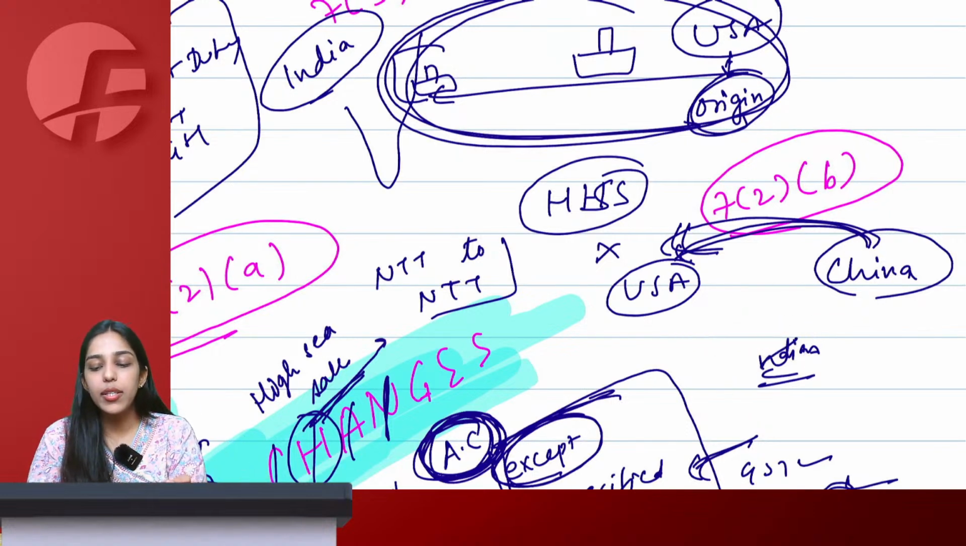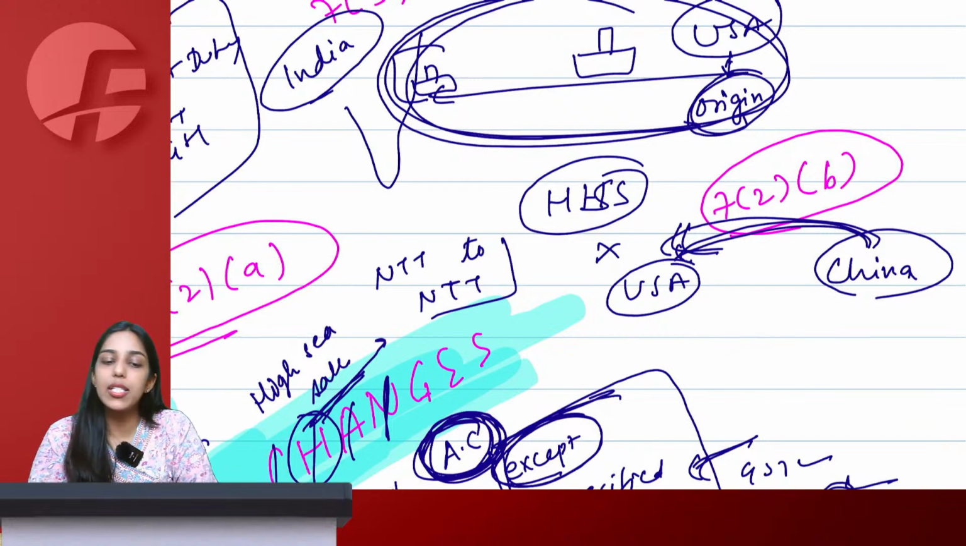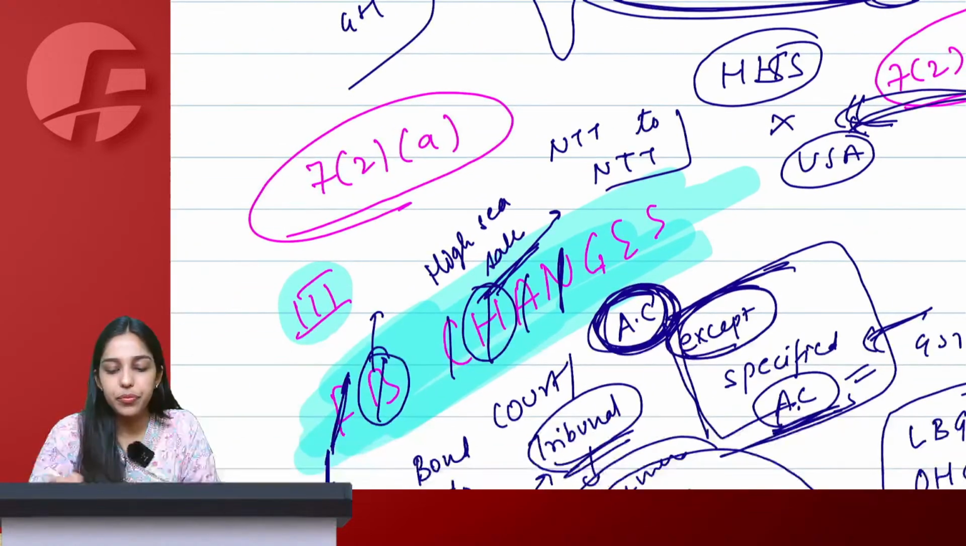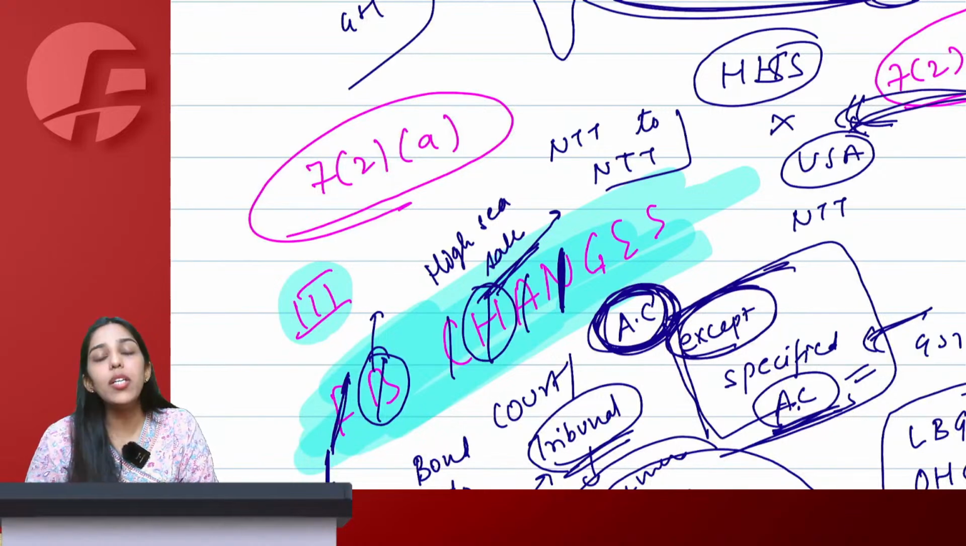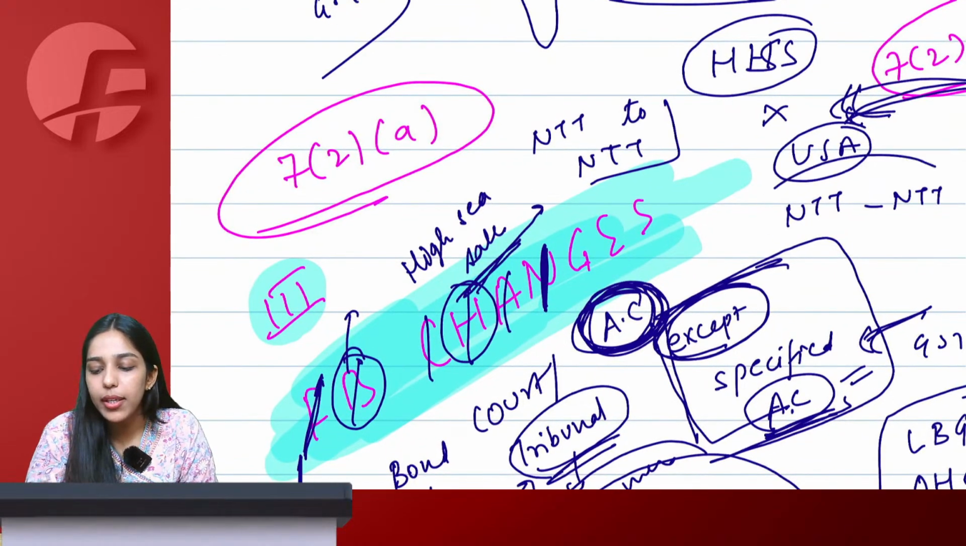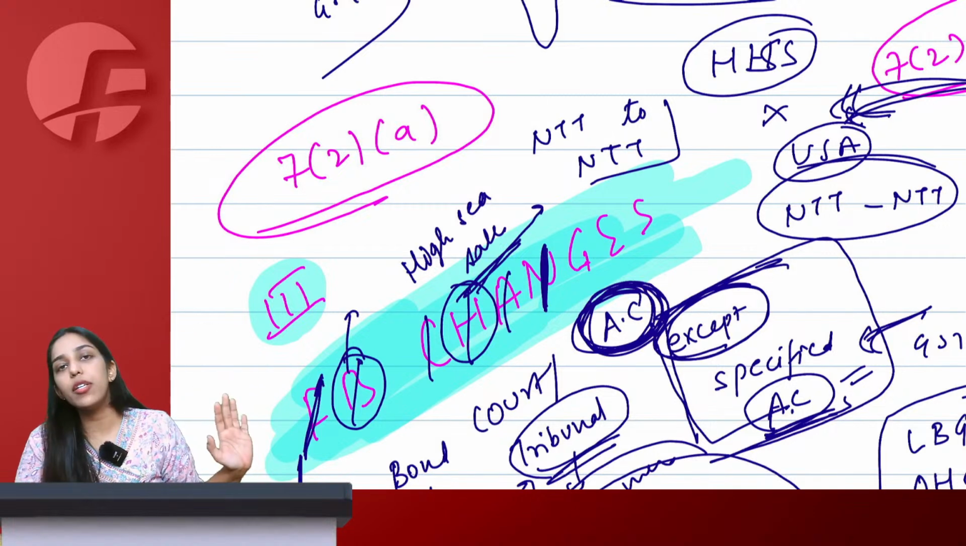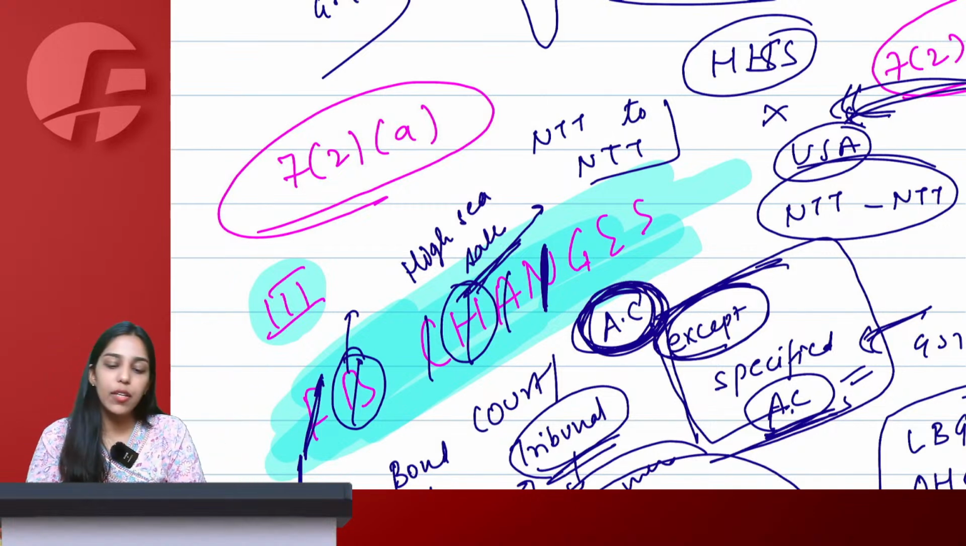So, China is a non-taxable territory. USA is also a non-taxable territory. So, goods going from one non-taxable territory to another non-taxable territory without entering into India will also fall under negative list.